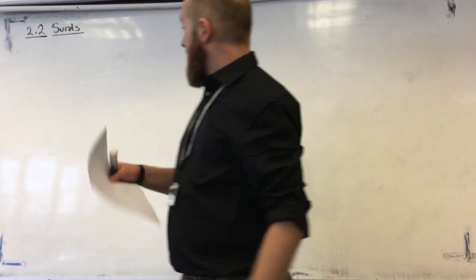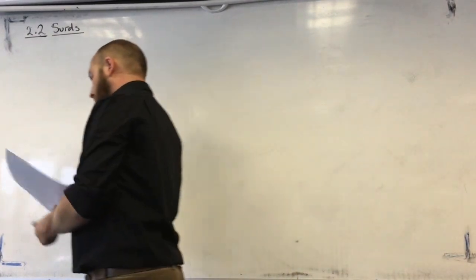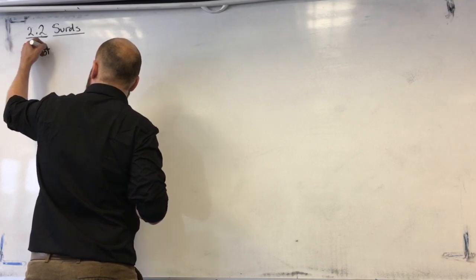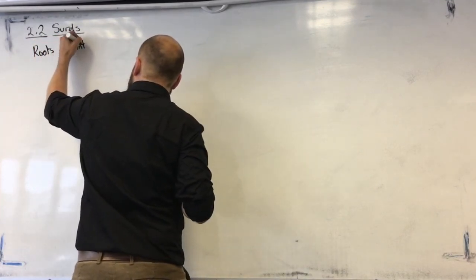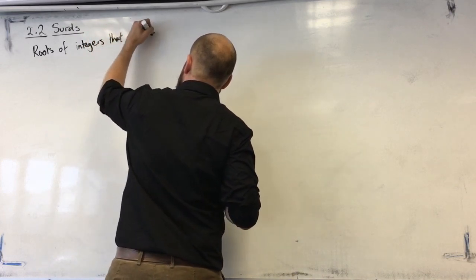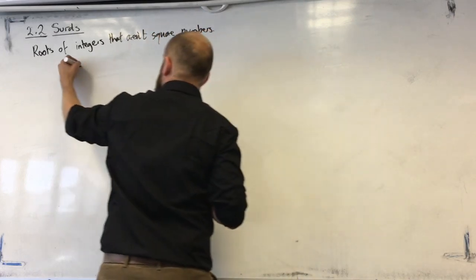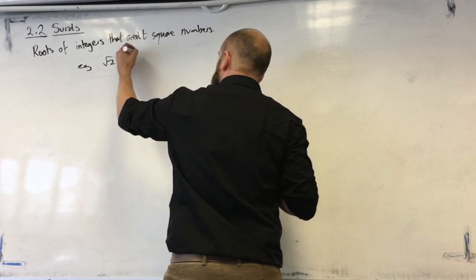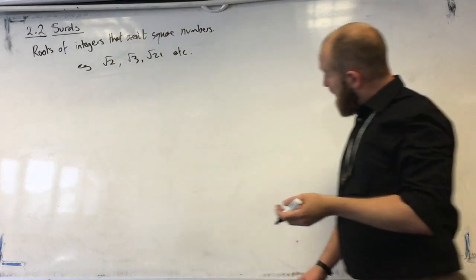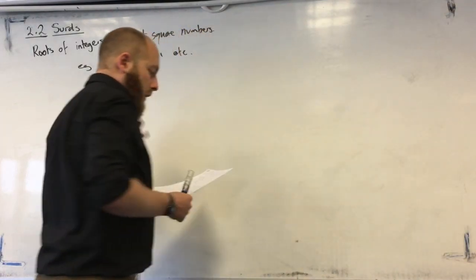Okay, 2.2 is on surds, which again you might be familiar with from GCSE, but we're going to be looking at them at a slightly more advanced level. So surds are roots of integers that aren't square numbers. E.g. root 2, 2 is not square, root 3, root 21, etc. So it's roots of numbers that you can't simplify anymore. And there's a few rules that go along with surds as well.